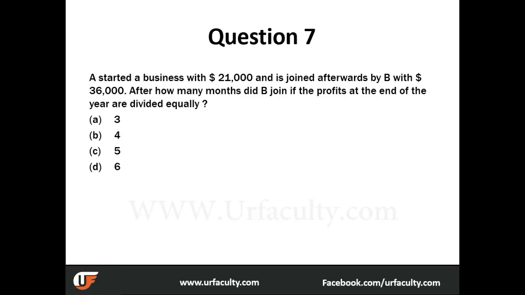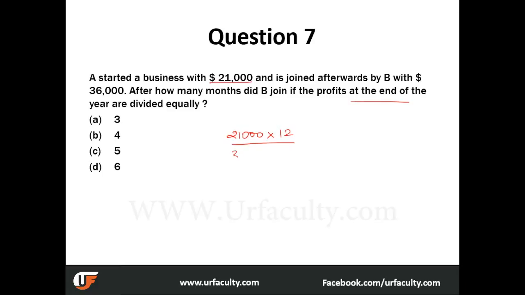A started a business with 21,000 and is joined afterwards by B with 36,000. After how many months did B join if the profits at the end of the year are divided equally? Again, a very simple question. We know that A has 21,000, and the time is until the end of the year. So it's basically 12 months, right? So A has been there in the business for 12 months.